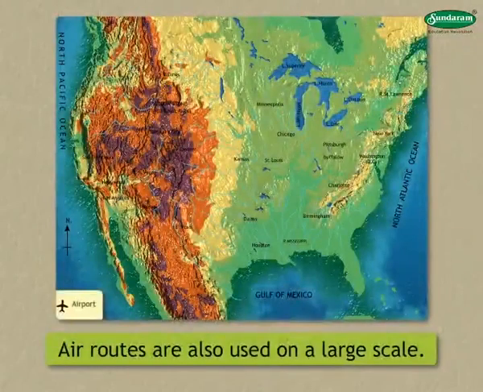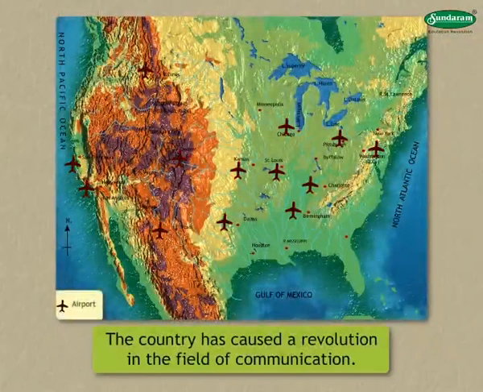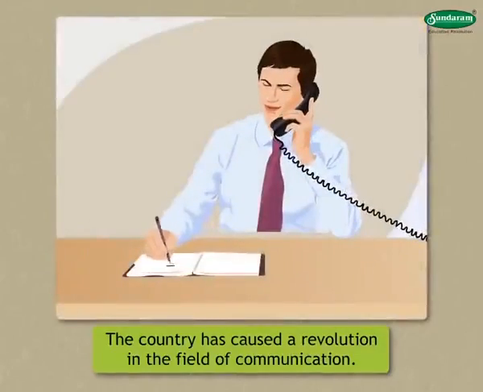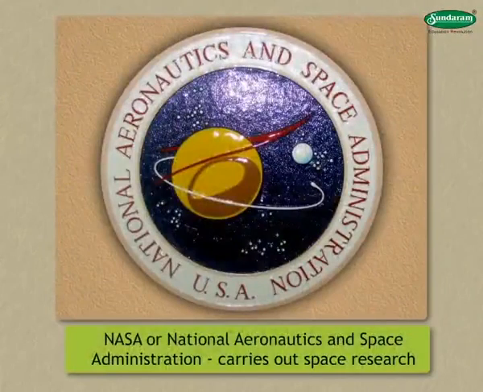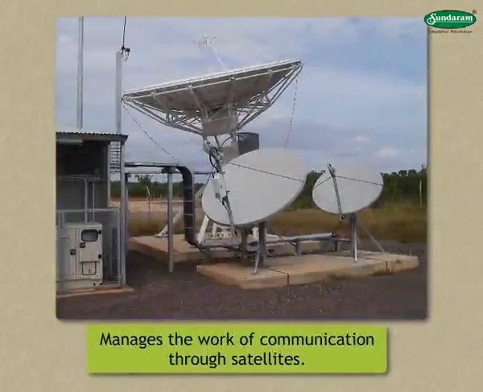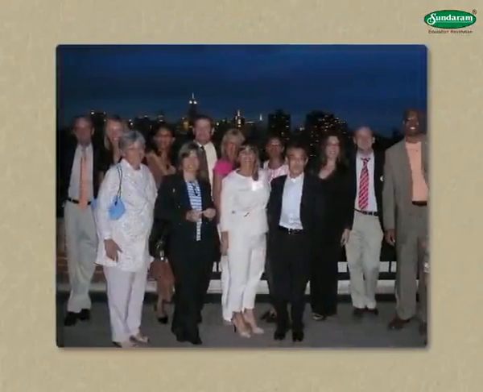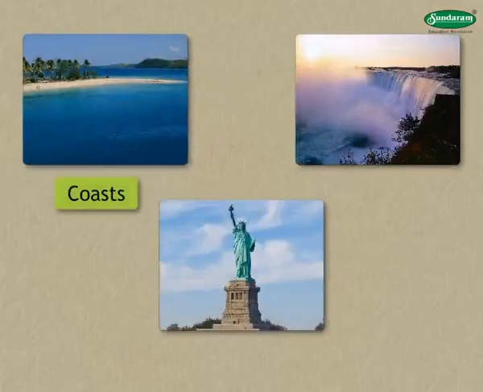Air routes are also used on a large scale. Domestic air routes link the major cities in the country. The country has caused a revolution in the field of communication. From the Cape Kennedy Launching Center, a number of spacecrafts are launched. NASA, or National Aeronautics and Space Administration, is an institute that carries out space research and manages the work of communication through satellites.